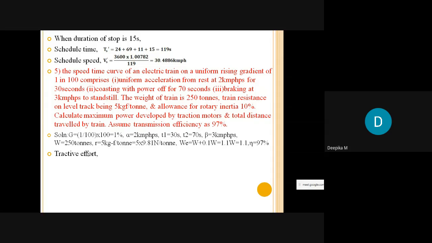So hence we have calculated the Vm also. And as I told you, the formula is Ft into Vm divided by 3600, which is the maximum power output at the driving axis. So hence, let us substitute the value.